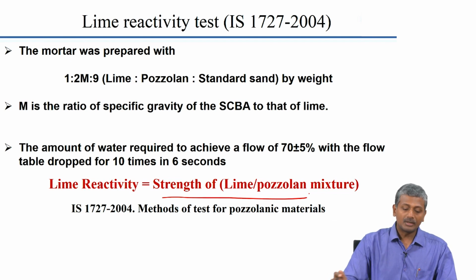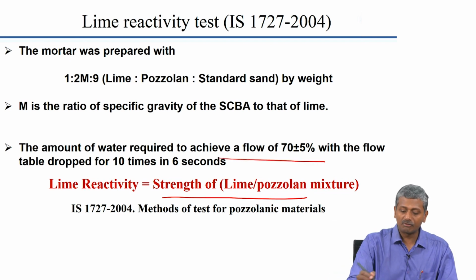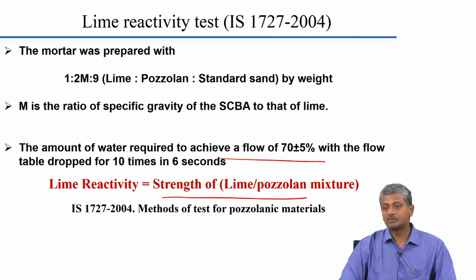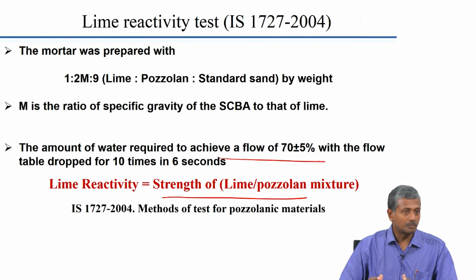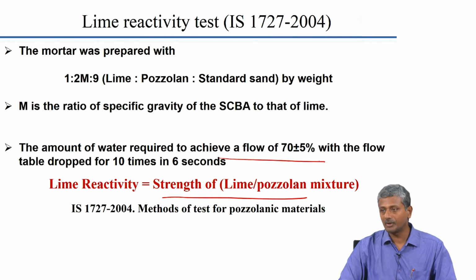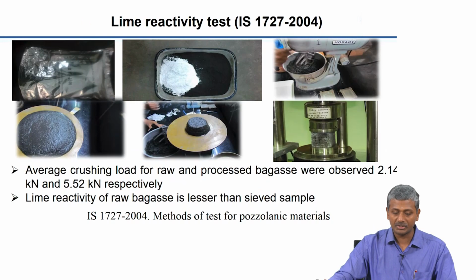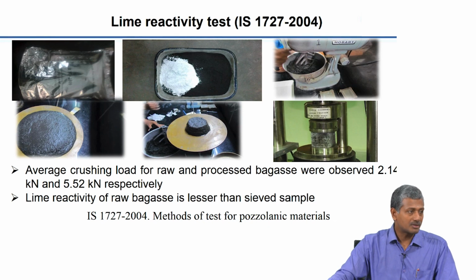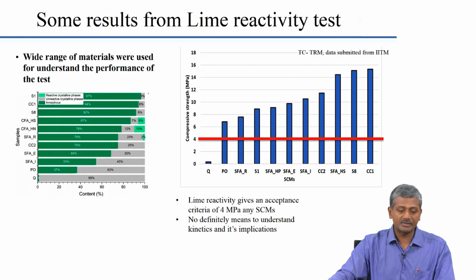mixture. The amount of water required to achieve a flow of 70 plus or minus 5% is what is taken for obtaining the consistency of your mix, and at that consistency you make 5 centimeter cubes and test them for compression. Again the exact process is actually shown here, and you show the result in terms of the actual strength obtained itself. Okay. So, some results from lime reactivity tests are shown here.